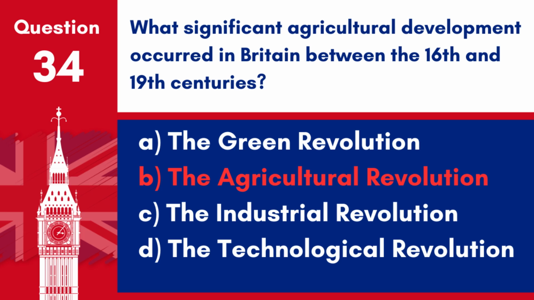Answer B. The Agricultural Revolution. The Agricultural Revolution, which saw significant advancements in farming techniques and productivity, occurred in Britain between the 16th and 19th centuries.